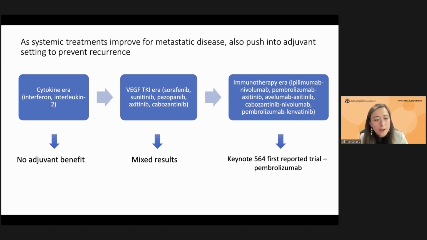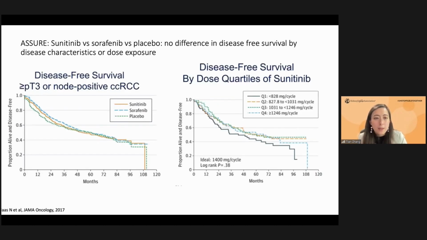And so how did these translate into adjuvant benefits? Well, in the cytokine era, there was no benefit in the adjuvant setting; it was too toxic to warrant treatment in the post-op setting. In the VEGF era, there were some mixed results. I'll take you through a little bit of that. And now in the immunotherapy era, KEYNOTE-564 was the first reported trial that showed a definitive benefit of pembrolizumab compared with placebo. So early on, there were some mixed results of looking at small molecule inhibitors to block blood vessel formation.